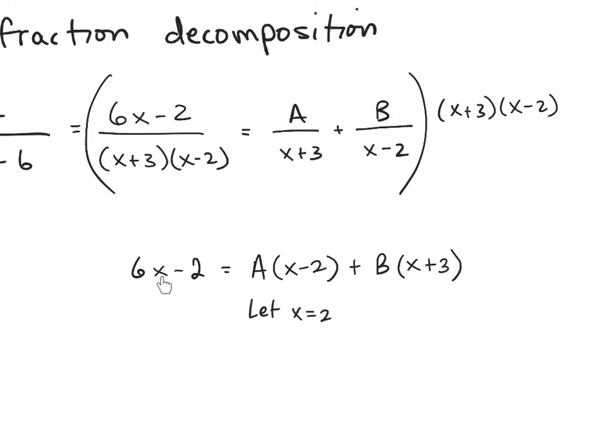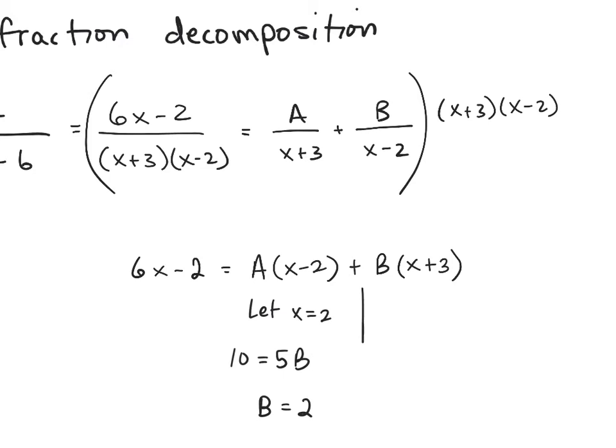So here 6 times 2 is 12. 12 minus 2 is 10. And then here 2 minus 2 is 0, and 0 times a is 0. So that part goes away. And then here 2 plus 3 is 5. 5 times b is 5b. Divide by 5. So b equals 2.